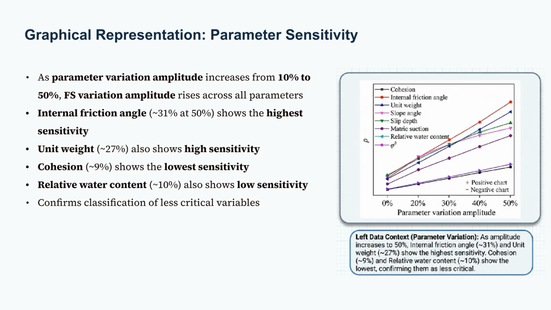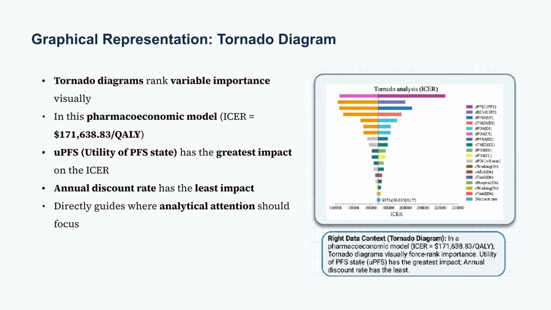A parameter sensitivity graph shows that as variation amplitude increases, the internal friction angle and unit weight show the highest sensitivity. Cohesion and relative water content, on the other hand, show the lowest sensitivity. Tornado diagrams visually rank variable importance. In the pharmacoeconomic model shown, the utility of PFS state has the greatest impact on ICER, while the annual discount rate has the least impact, guiding analytical focus.